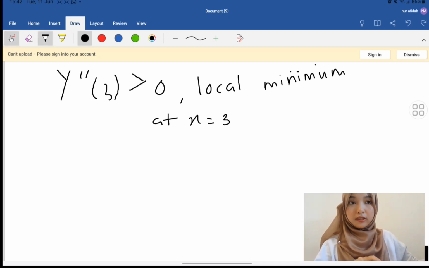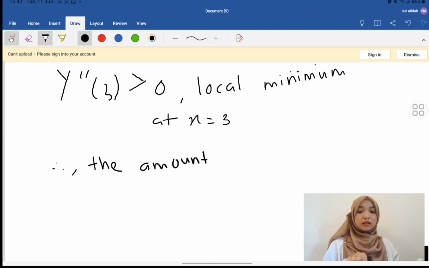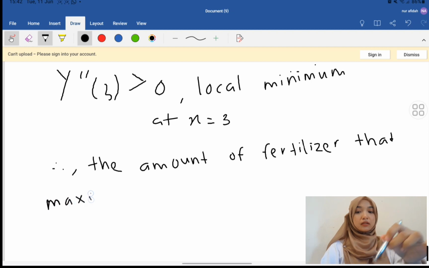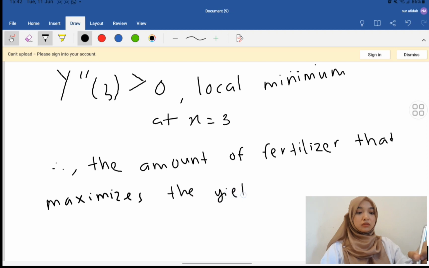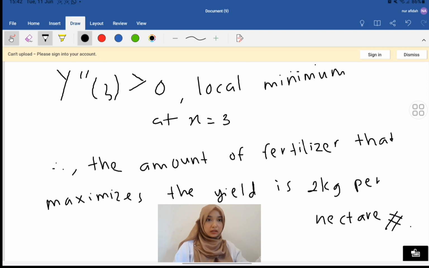So the conclusion is the yield is maximized when x equals 2 kg of fertilizer per hectare. This is confirmed by the second derivative test, which shows a local maximum at x equals 2. The amount of fertilizer that maximizes the yield is 2 kilograms per hectare. So that is the final answer. That's all. Thank you.